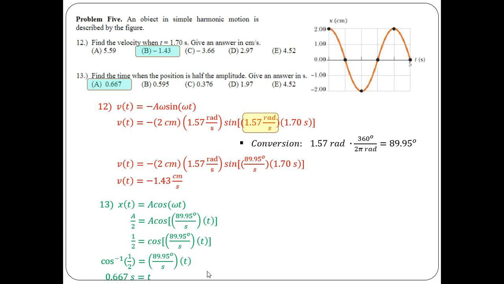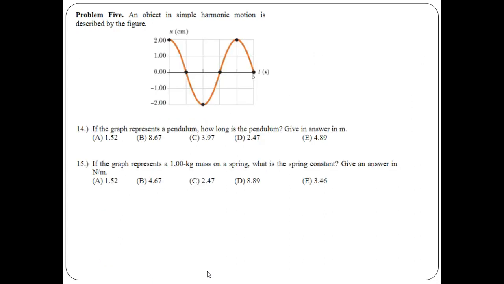Okay. All right. So here's question 14. 14 asks us if the graph represents a pendulum, which is just pretty much a mass on a string or a mass on a rod, if the mass of the rod is negligible, excuse me. So really, it's like a clock swinging back and forth. All right. So it asks us for how long is the pendulum, aka the length of the pendulum.